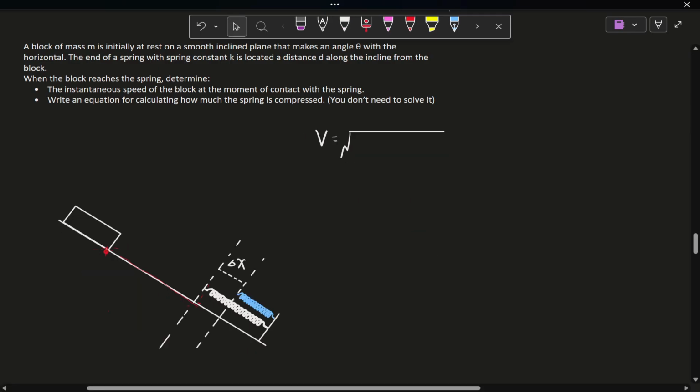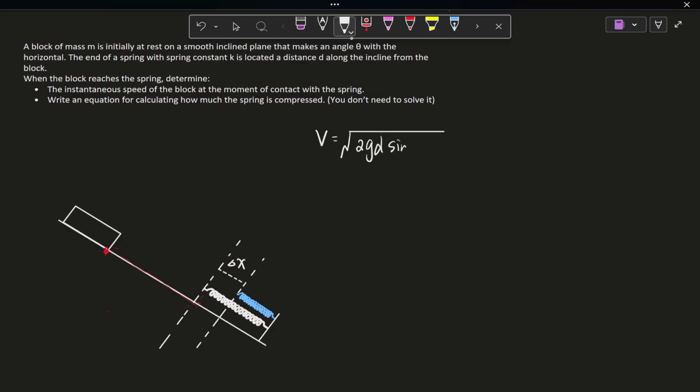Alright, part 2. Write an equation for calculating how much the spring is compressed. You don't need to solve it. From the previous part, we already got that as soon as the block touches this end of the spring, it has an instantaneous velocity of the square root of 2g d sine theta. By the way, this is the distance from this point to this point. And now it's asking how to calculate how much the spring is compressed.